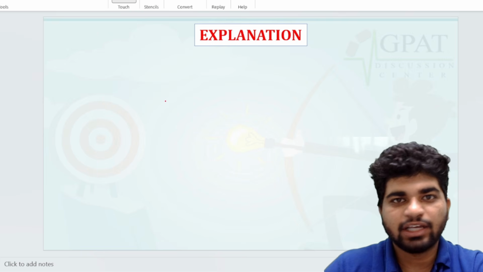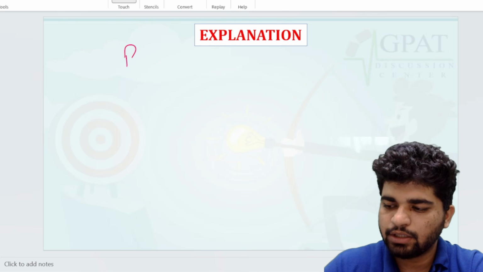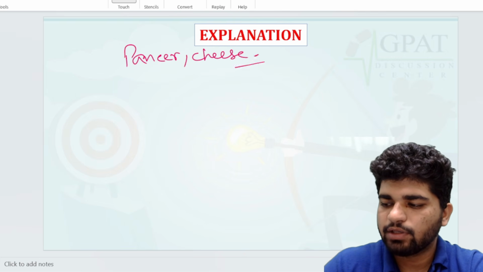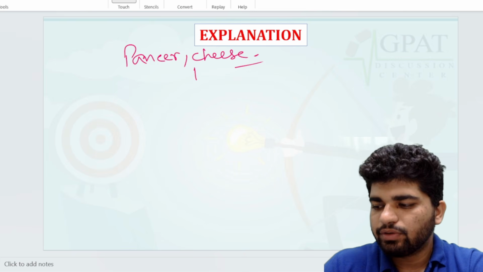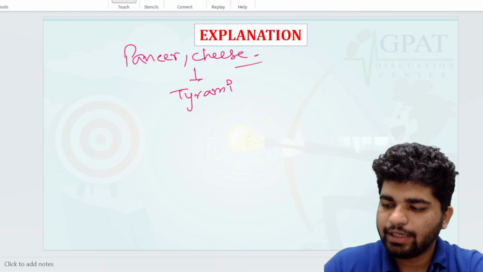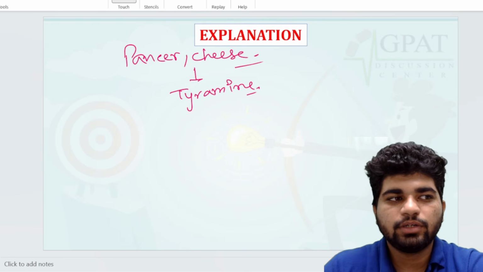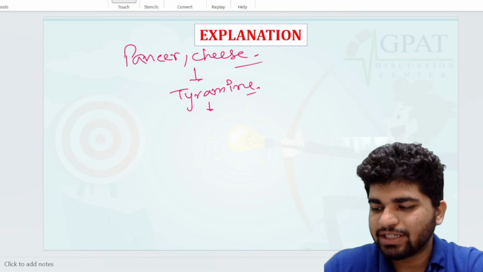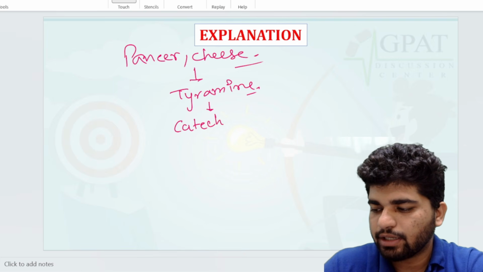For example, you have taken tyramine-rich food. For example, paneer you have taken, or you can say cheese you have taken, right? This product has tyramine, and tyramine is responsible for increasing the adrenaline, right? To increase the adrenaline. Why? Because it does have some catecholamines as well. Catecholamines.